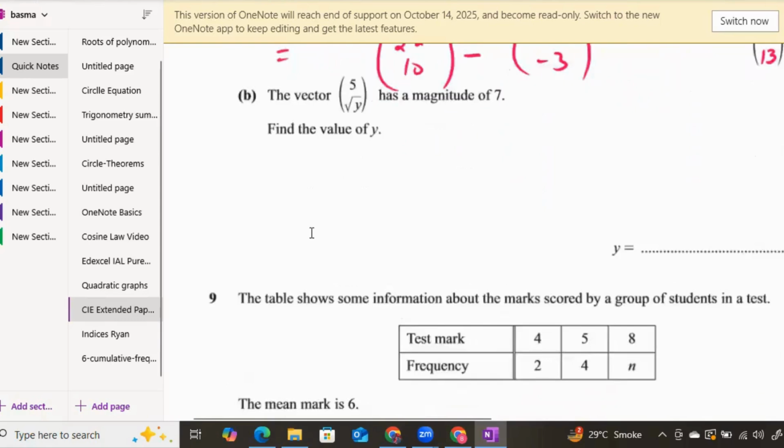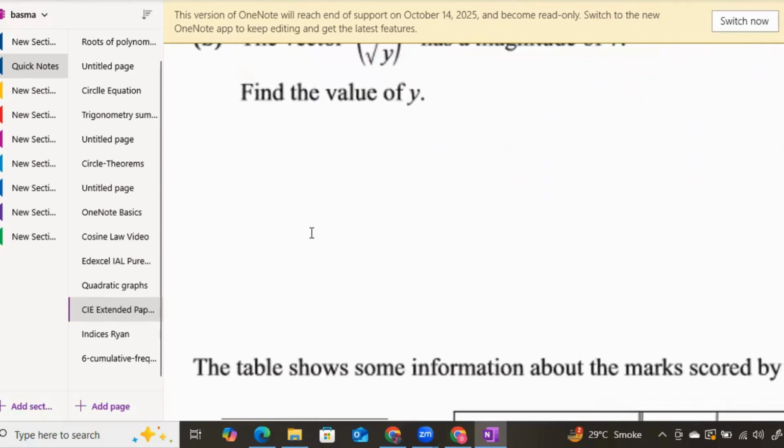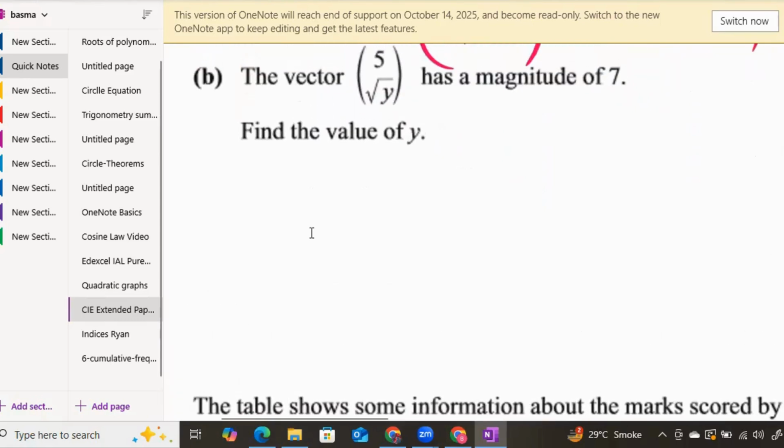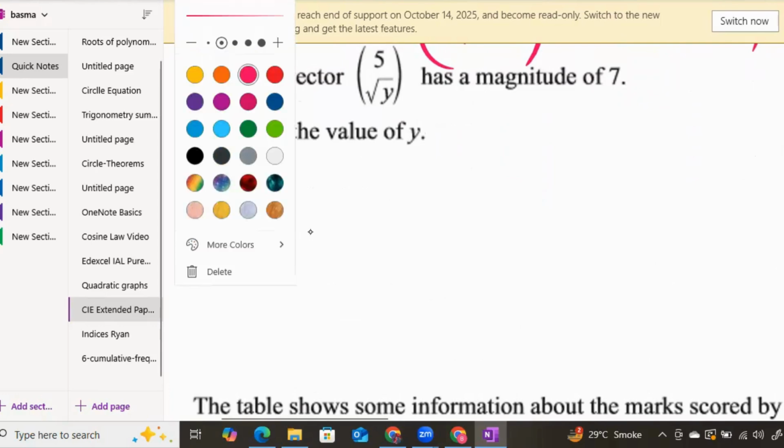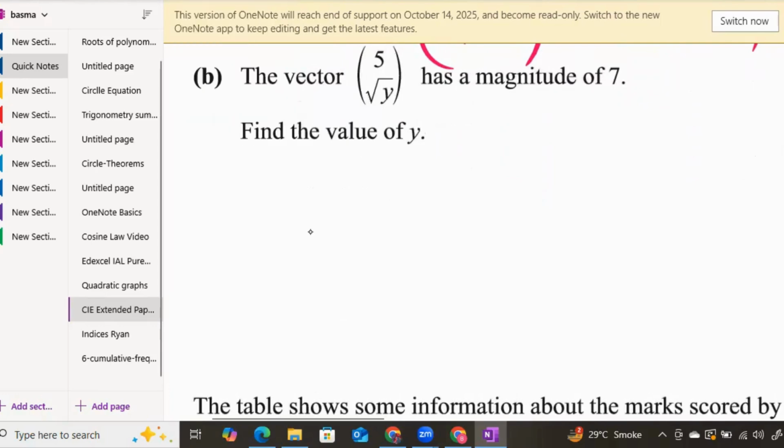Part B, let me make some space. Yeah, part B says that the vector y is equal to 5 root y and has a magnitude of 7. Let me write the magnitude formula for a vector, that is root of x square plus y square. Okay. So we know the magnitude is already given, which is 7.